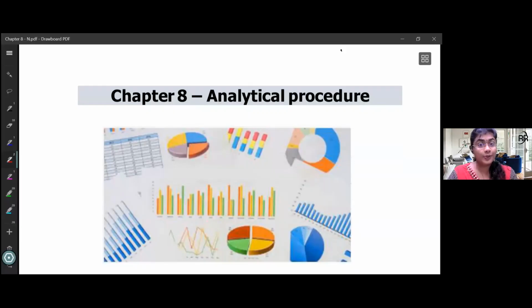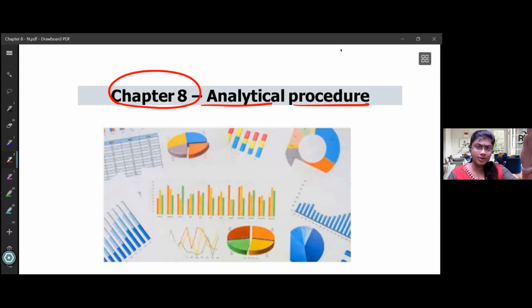Dear students, we are starting the next chapter, chapter number 8, which is nothing but analytical procedures. So here we are going to do, as usual, MCQ, case study scenario, as well as descriptive question with respect to SA 520, which is nothing but analytical procedure.